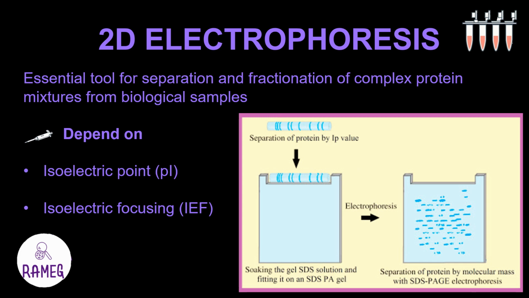So this depends upon two factors, that is isoelectric point and isoelectric focusing. Isoelectric point refers to the pH at which the molecule has no electric charge. That means the net charge is zero and it does not migrate with the electric field. However, isoelectric focusing refers to the improvement of the resolution of electrophoresis. A pH gradient is maintained between the electrodes in order to improve the resolution of electrophoresis.